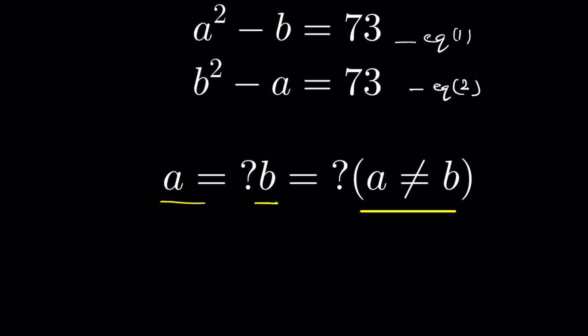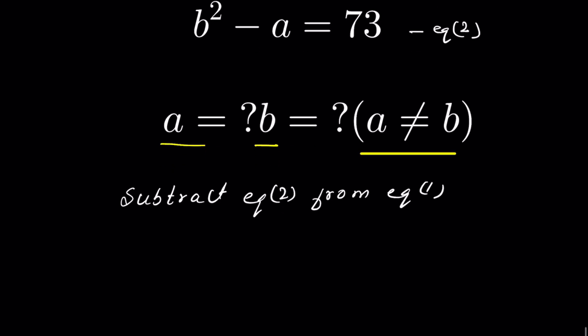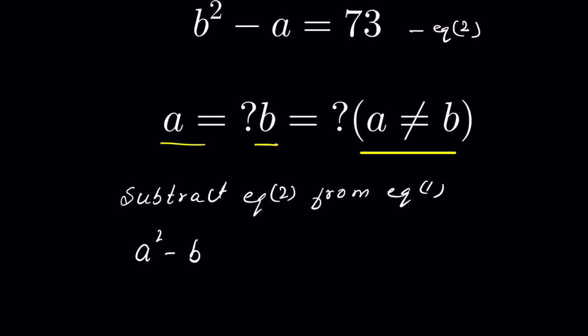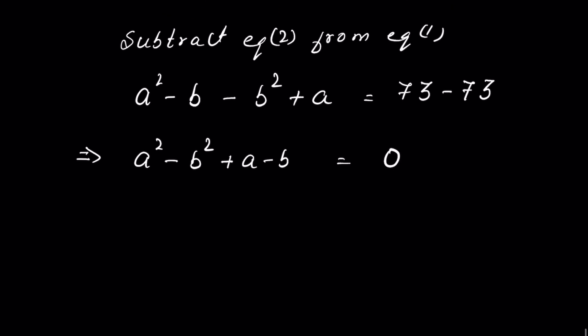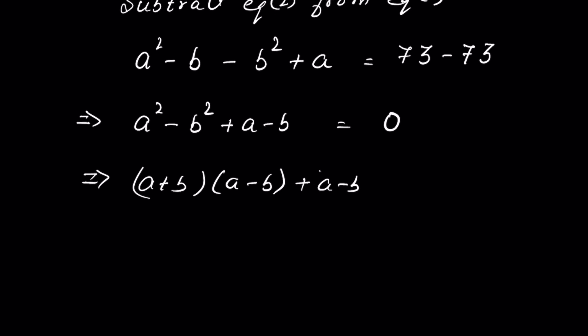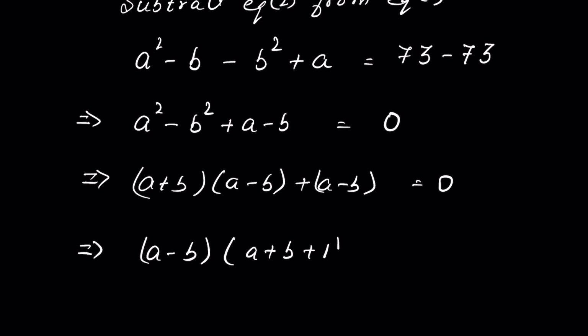Now if we subtract equation 2 from equation 1, then we have a square minus b square plus a is equal to 73 minus 73. If we rearrange it, we can write it as a square minus b square plus a minus b is equal to 0. Now this is in the form of difference of squares, so we can write it as a plus b times a minus b plus a minus b is equal to 0. Now here a minus b is common, so we can write a minus b as a factor, then a plus b plus 1 is equal to 0.